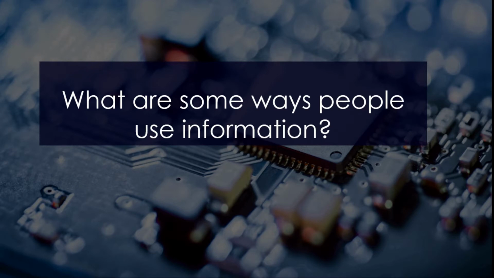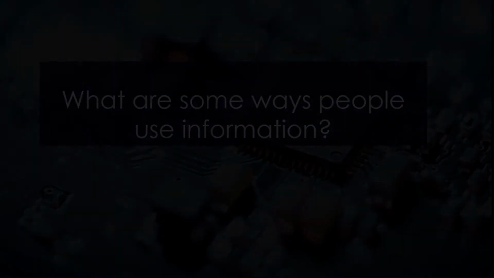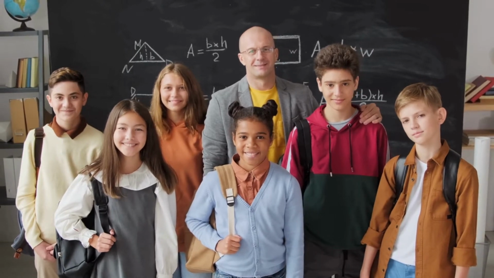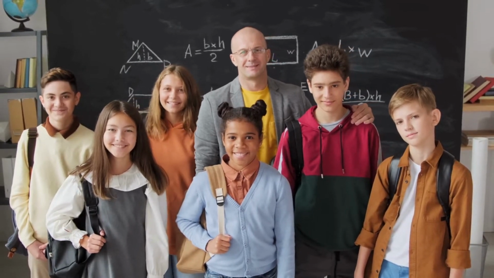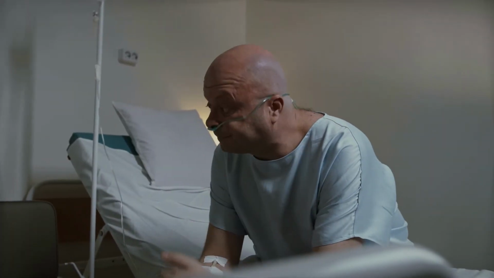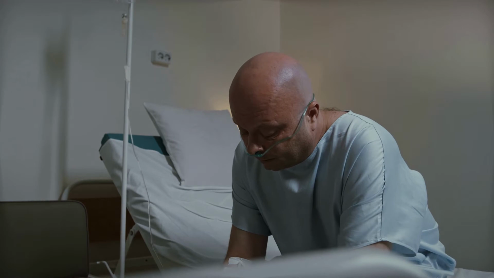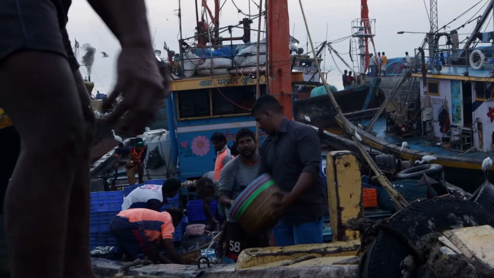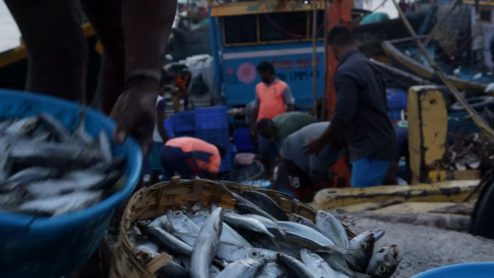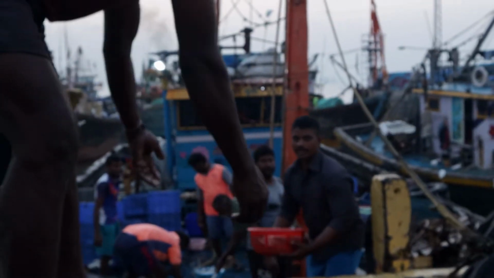What are some of the ways that people use information? Generally, people use information for planning and decision making. For instance, students attending school need information about their performance so that they can make proper career planning decisions. Patients in a hospital would need information to make informed decisions regarding their health. Fishermen will use information about the weather so that they can plan their fishing schedules and decide whether or not it is safe to go out to sea.